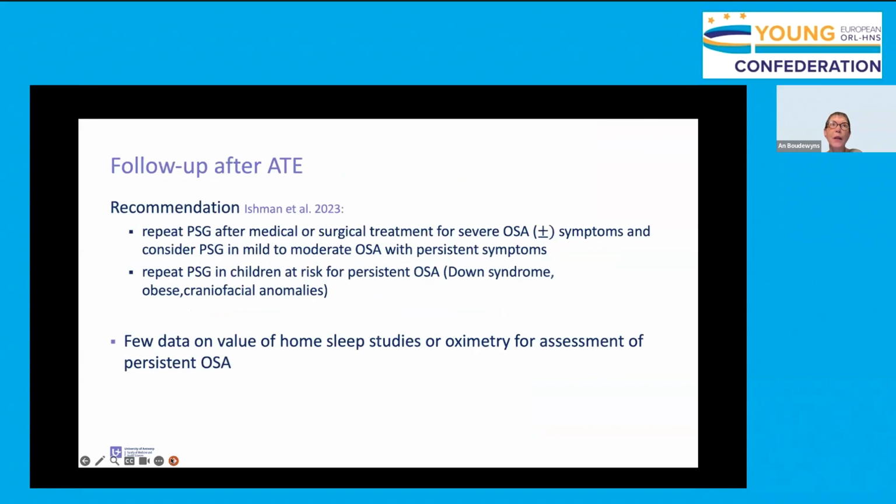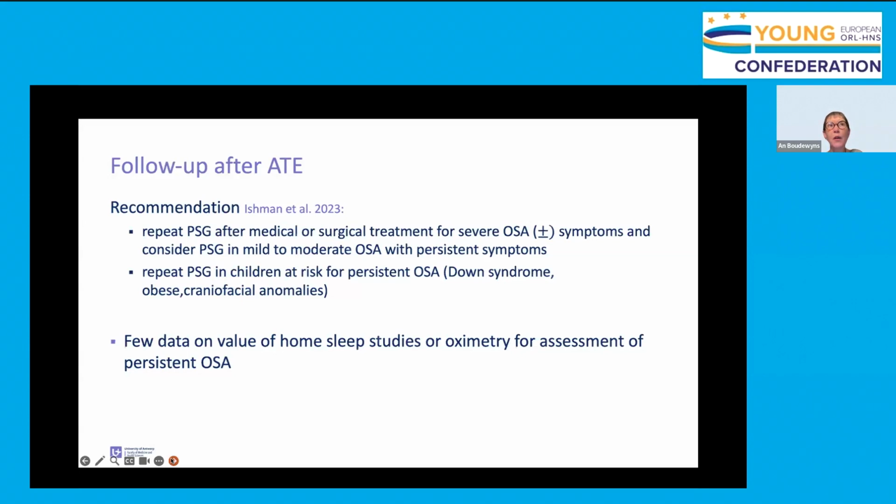So, which recommendations are available on the follow-up after adenotonsillectomy? In the paper by Stacey Ishman, it's stated that you should consider repeating the polysomnography after any medical or surgical treatment for severe sleep apnea with or without symptoms, and consider polysomnography in children with mild to moderate disease if they have persistent symptoms. On top of that, a repeat polysomnography is recommended in all children that we know are at risk for persistent sleep apnea, such as those with Down syndrome, obesity, and craniofacial anomalies.